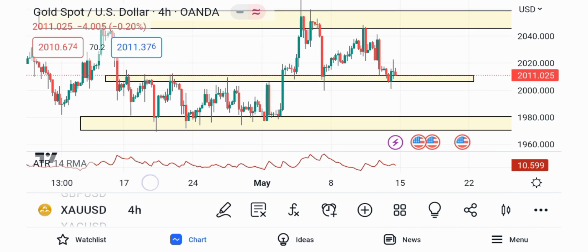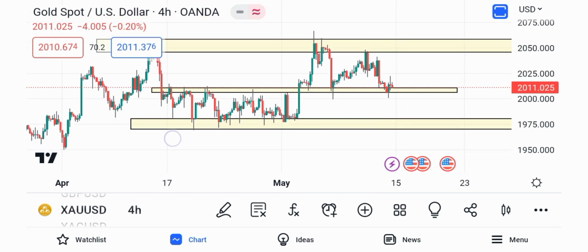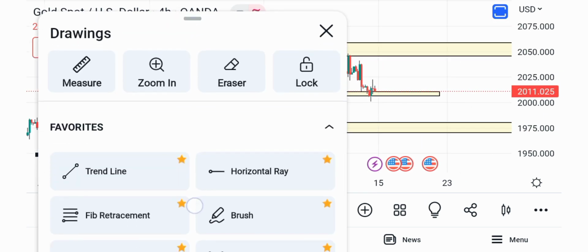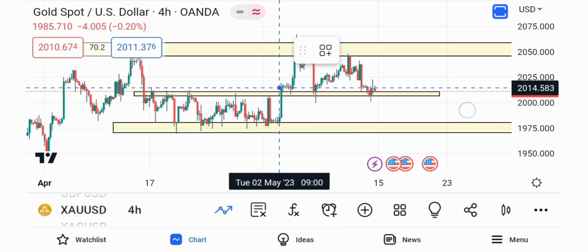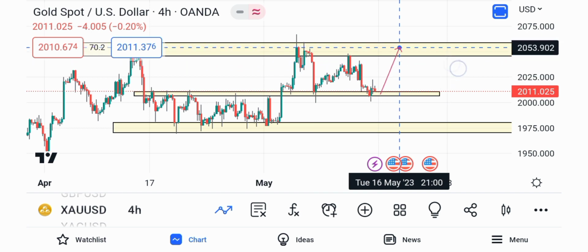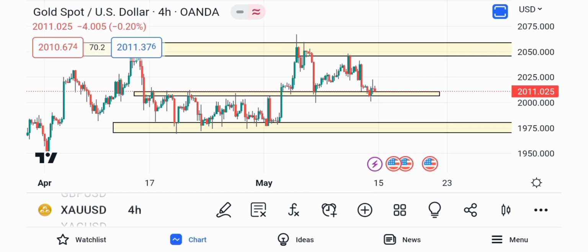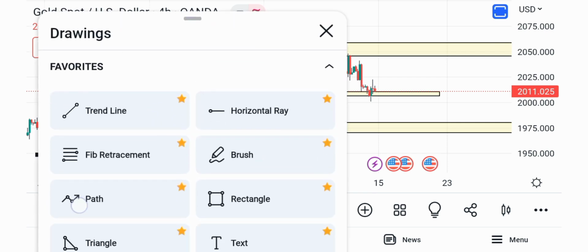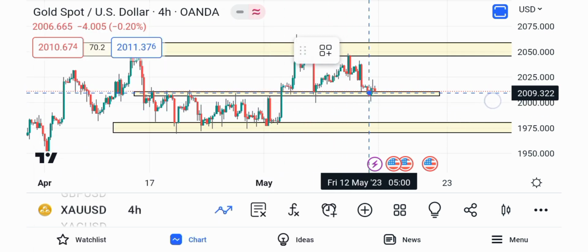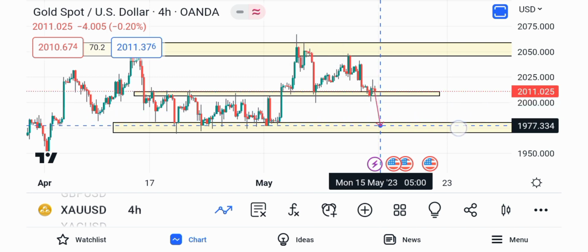So now let's see what is likely to happen on gold. It's likely that gold will shoot up here again, then continue downwards, or gold can continue downwards. And if gold continues downwards, my target is this point.